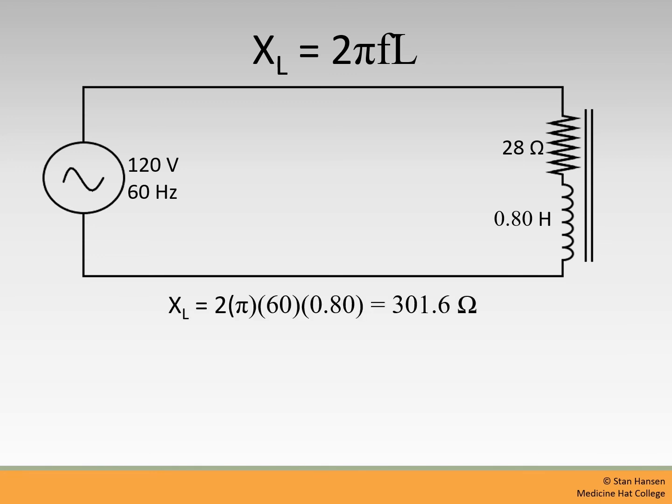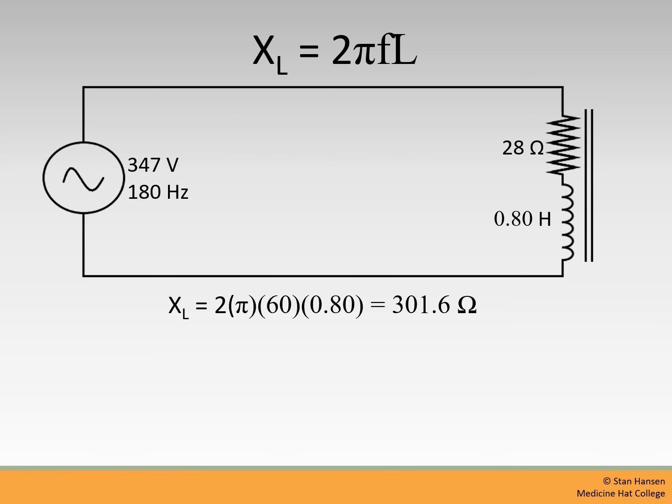We can put our circuit values into this formula. We end up with 2 times pi times a frequency of 60 times an inductance of 0.8. The result is 301.6 ohms of inductive reactance. We can also now see how the inductive reactance is a major form of opposition to current inside this circuit.